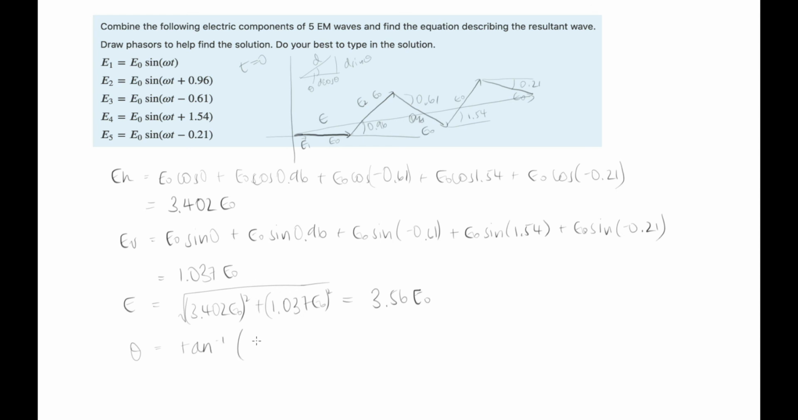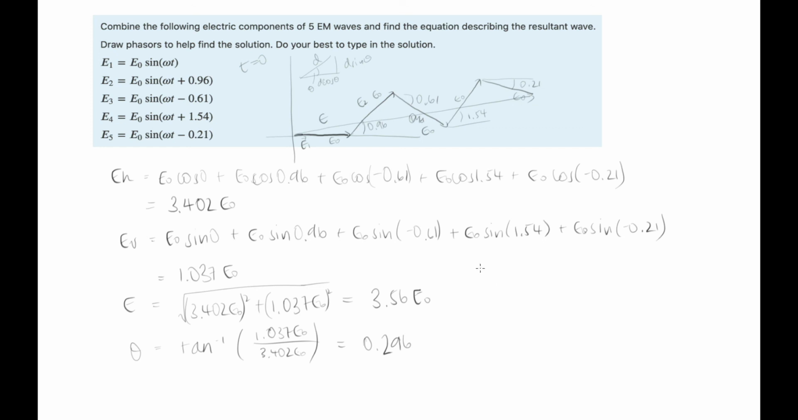And then to work out our angle, remember, it's going to be the inverse tan of our vertical divided by our horizontal. And you should get something along the lines of 0.296, 3 significant figures. Making sure your calculator's in radians.